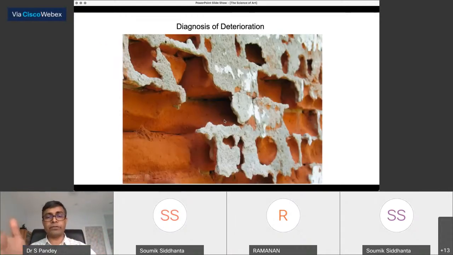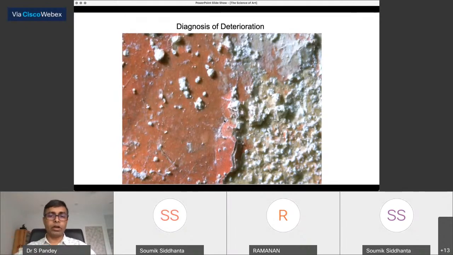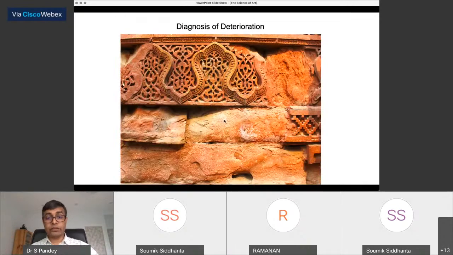I'm sure you must have seen these kinds of images across the country. If you go to a historic building, you will see that parts of it contain whitish salt efflorescence at the surface. This is the image of Qutub Minar. And if you go to Alai Darwaza at the backside, you will see these kinds of images. And these are all salt damage. Where do all the salts come from? Obviously, from the ground, capillary rise.